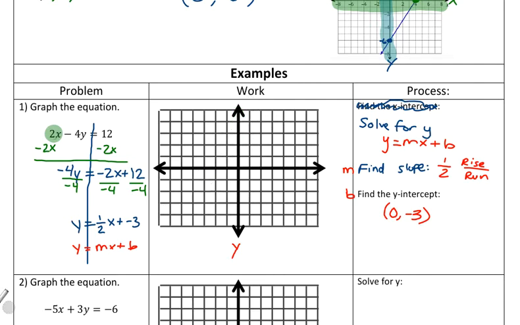Oops, we used blue before. I'll use blue again. Y-axis. Okay, and my y-intercept is 0, negative 3. So I'm going to put that on the point. 0, and then down 1, 2, 3.